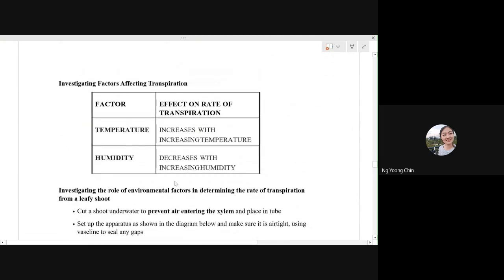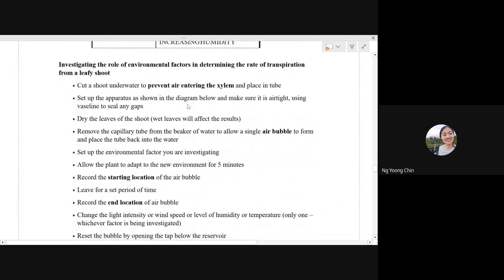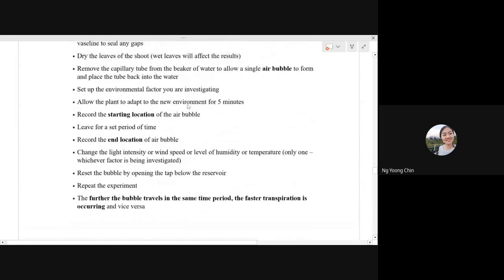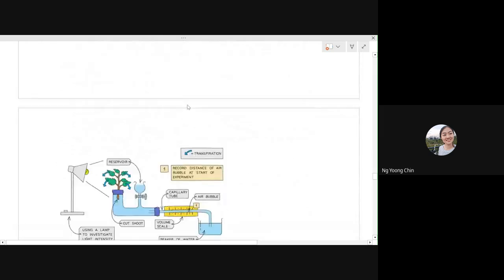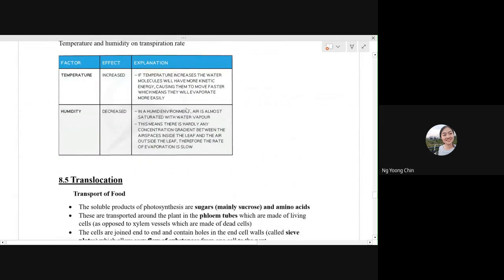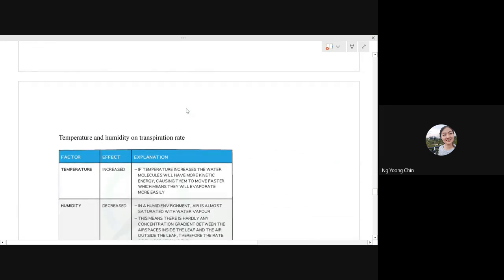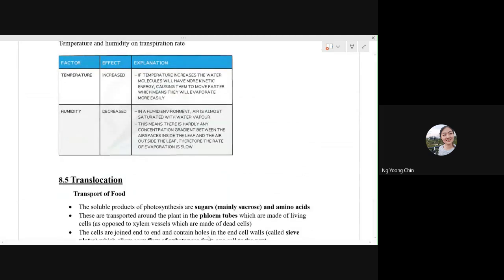Okay, see, the factor is when you increase the temperature, you are increasing the transpiration. And when you decrease the humidity, you are able to increase the transpiration. Okay, then this is not really important, but there are some experiments they will ask in the exam. They ask about the relationship of temperature and humidity, how they will affect the transpiration rate. So you just remember this statement.